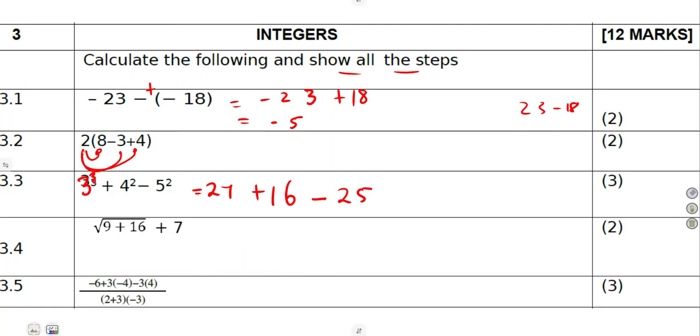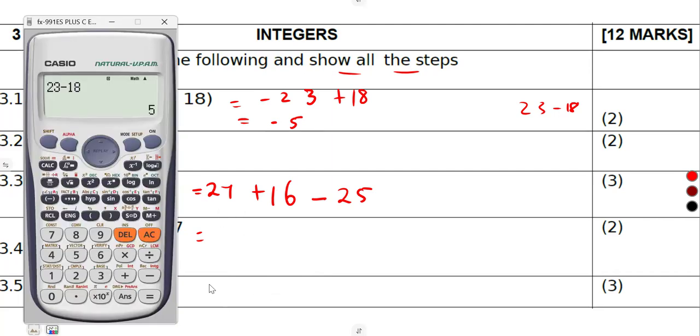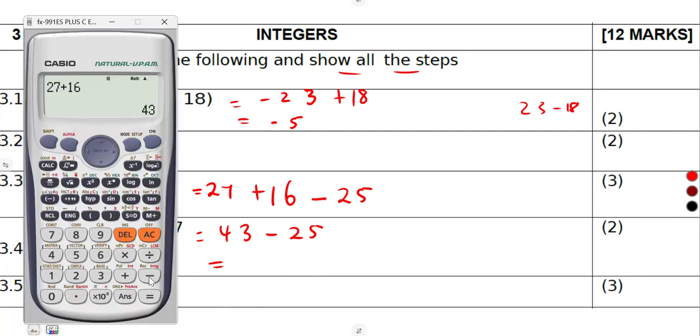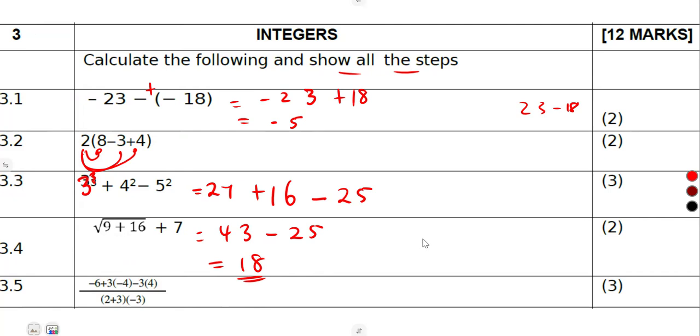So this is what you have. And you can simply add these two. 27 plus 16, if you do understand that, just add. That's 43 minus 25. So 43 minus 25 is going to give us what? 18. All right. So this is what you're going to have at the end.